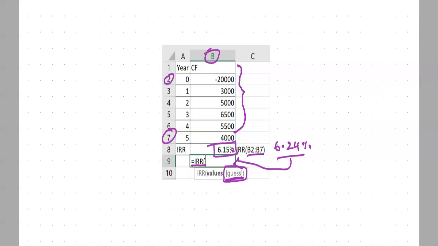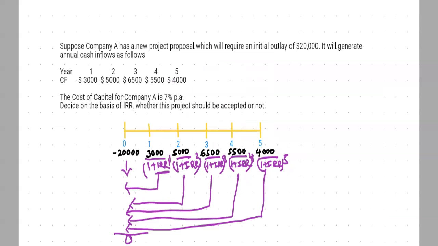So then you need to decide whether to take up the project or not. In the question, you are given the cost of capital of the company, which is 7%, and the project gives you a return of 6.15%. So your return from the project is lower than the cost of capital of the company. So you should avoid the project because it will result in a net loss.